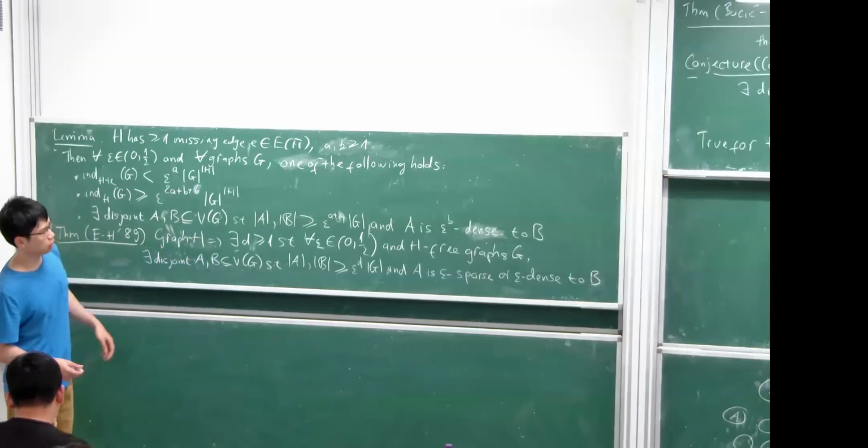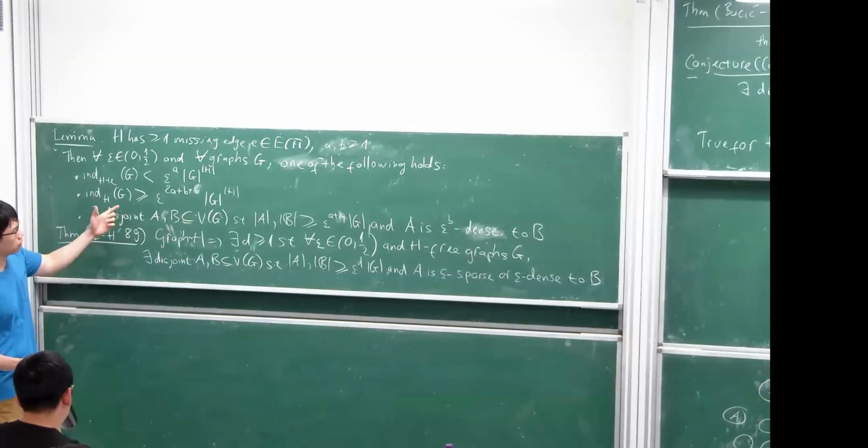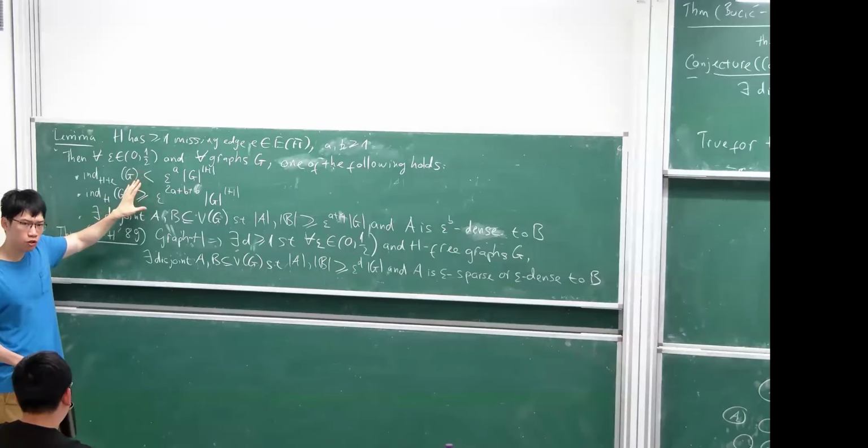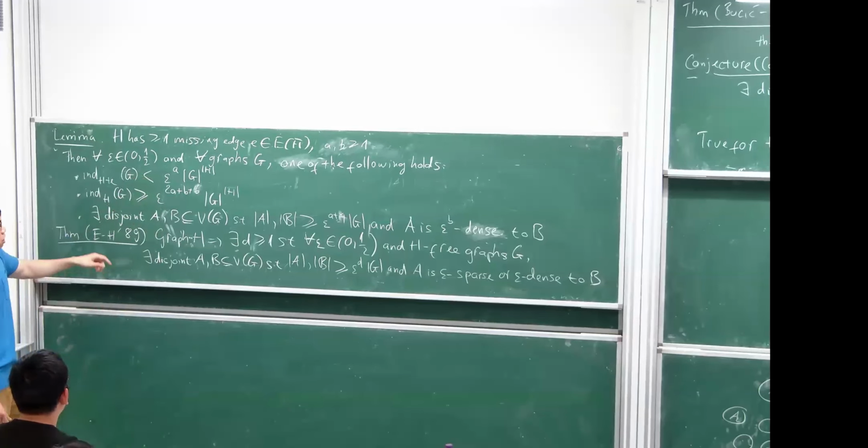But if you look at this statement, you see that it is a little bit too global, in the sense that here we only concern the count of H plus e and H in the whole host graph G, and we are not doing anything locally.